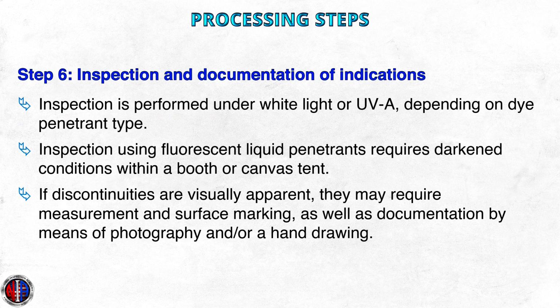Step 6. Inspection and documentation of indications. Inspection is then performed under appropriate lighting, white light or UVA depending on dye penetrant type, to observe indications from discontinuities. Inspection using fluorescent liquid penetrants requires darkened conditions within a booth or canvas tent for best vision acuity. If discontinuities are visually apparent, the discontinuity may require a measurement and surface marking, as well as documentation by means of photography and/or a hand drawing.